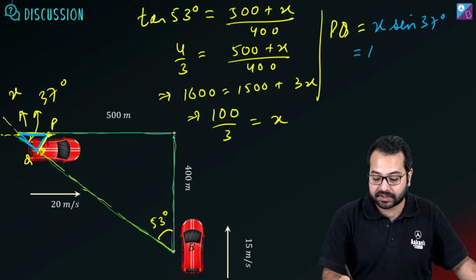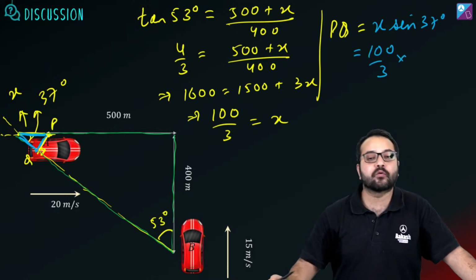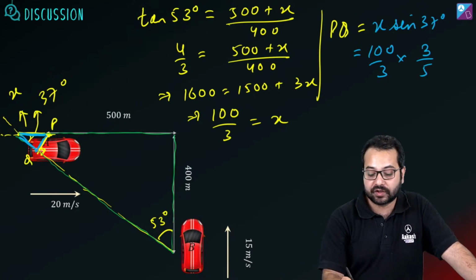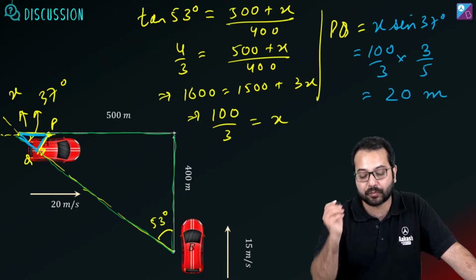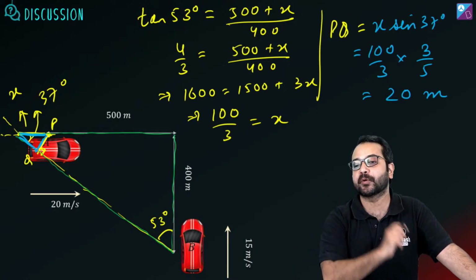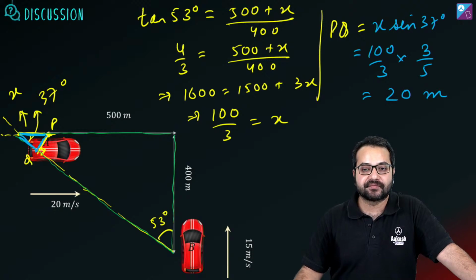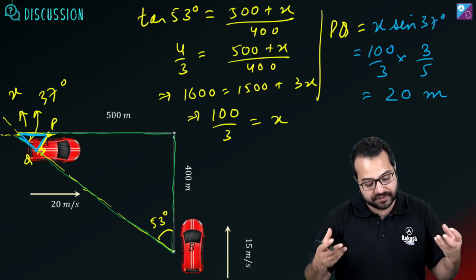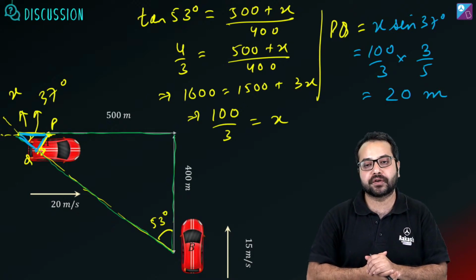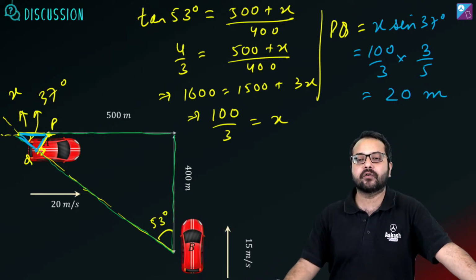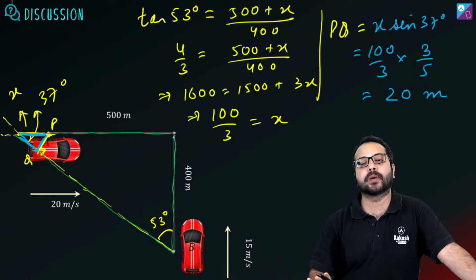So this becomes 100 divided by 3 times sine 37 degree. And what is sine 37 degree? Sine 37 degree is 3 by 5. So this comes out to be 20 meter, and that is going to be the distance of closest approach. Is this clear? Alright, so nothing very difficult about it. Obviously there is some calculation over here, but the numbers were such that everything easily cancelled out and we had the answer as 20 meter.